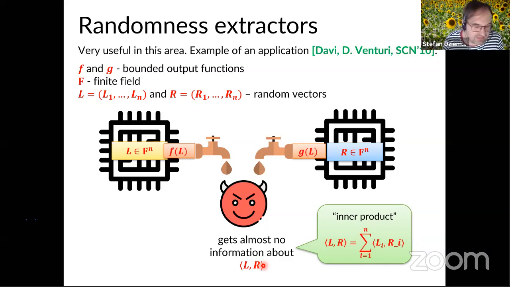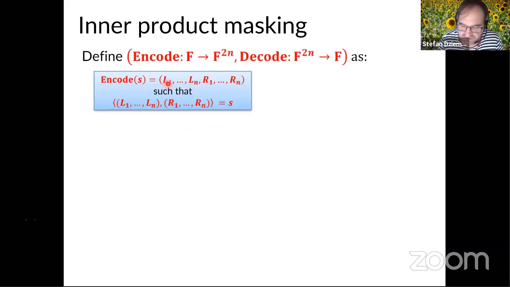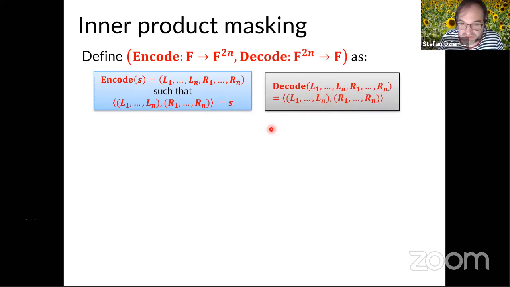And this led to something called inner product masking. Again, masking is a different word for encoding. You define encode and decode as follows. To encode the value s, you produce two vectors, L1 to Ln and R1 to Rn, such that their inner product is s. To decode, you just compute the inner product.